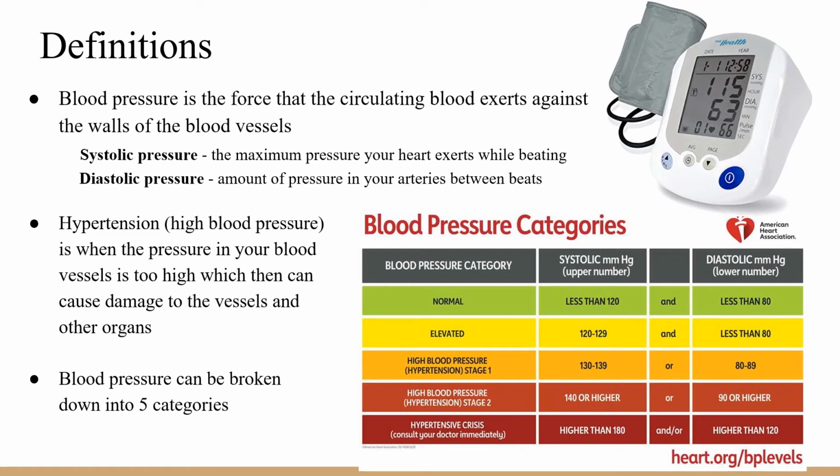Hypertension, also known as high blood pressure, occurs when the pressure inside the vessels is too high. And when it's too high, this increases the work the heart has to do, which can damage the heart, the blood vessels, and the organs that depend on those vessels.